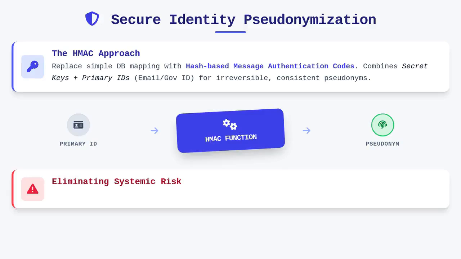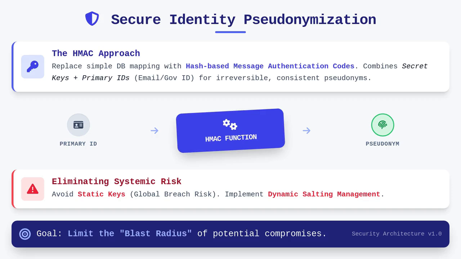However, static keys present a systemic risk because a compromise of the key exposes the entire identity mapping for the whole dataset. Consequently, you must implement dynamic salting management, where different salts or keys are used for different datasets or processing windows. This approach limits the blast radius of a potential compromise and forces an attacker to perform a much more complex targeted de-identification rather than a global mapping breach.